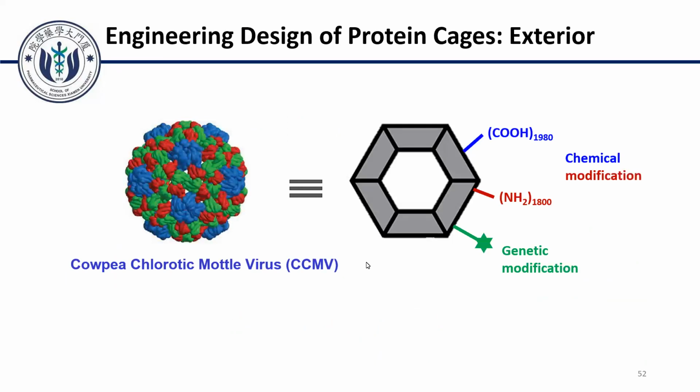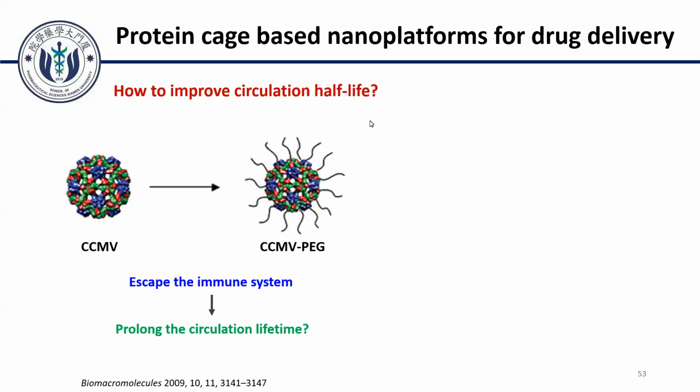So for CCMV or any other type of protein cage, they all have functional groups on the surface. Take CCMV as an example. For the native CCMV nanoparticle, we have almost 2,000 carboxylic acids on the surface, and also more than 1,000 amine groups on the surface. Of course, you can also use genetic modification to insert a functional group that you would like, and then you can go for further chemical modification to modify the protein cage to get a longer circulation lifetime, or to have targeting property.